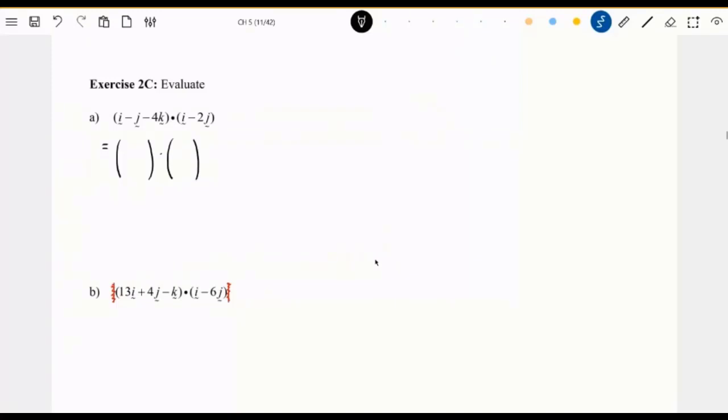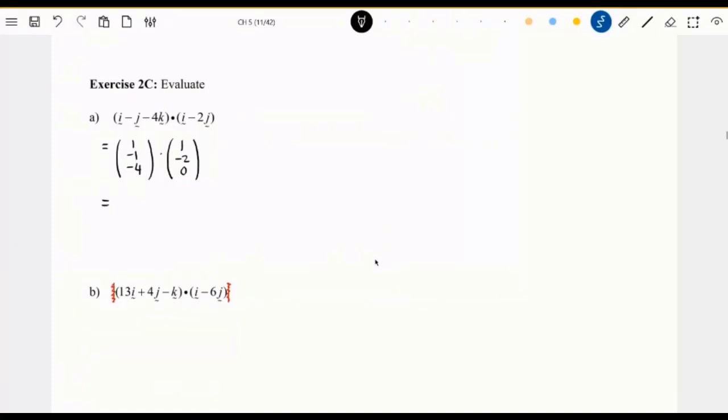Okay. I minus J minus 4K. Kalau tukar kepada column matrix, dia akan jadi 1, -1, -4. Good. And then the second column? 1, -2, 0.